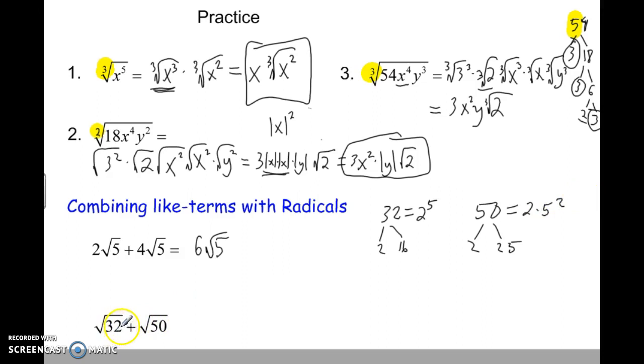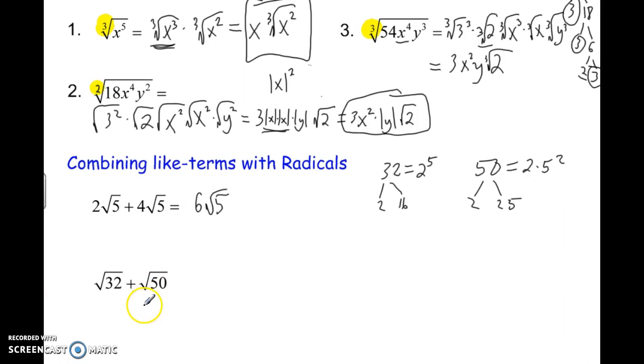So if we simplify this just a little bit, we can see that this 50 can be rewritten as 5 root 2. And this is really the square root of 16, which is 4, so that would be 4 root 2. So that adds up to be 9 root 2. So even though they didn't look alike at first, if you simplify them first, you may be able to add those non-like terms and get that kind of thing to work. That's the end of the screencast.